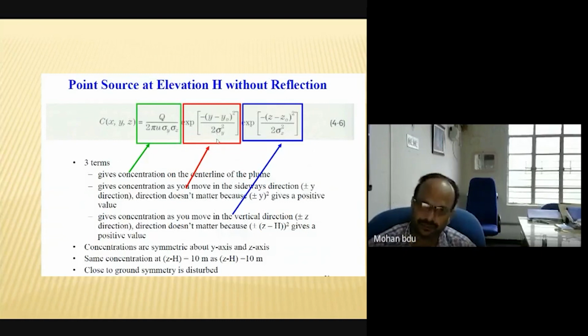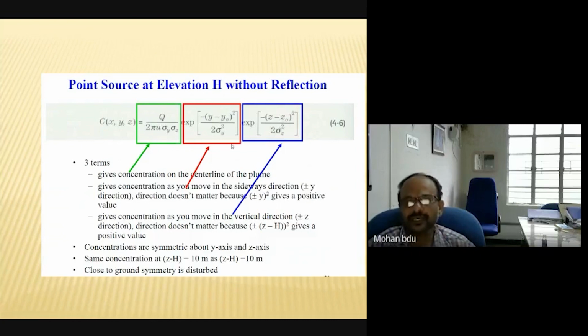the horizontal movement of the pollutants. If you are interested at y2 or whatever, you can use it. This is the equation for the horizontal movement, and this is the equation for the vertical movement of the pollutants.